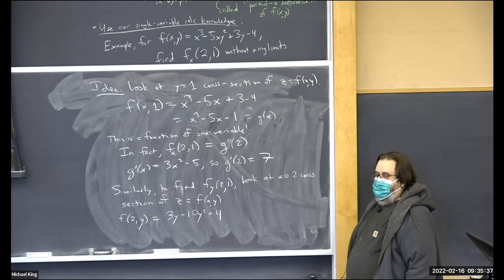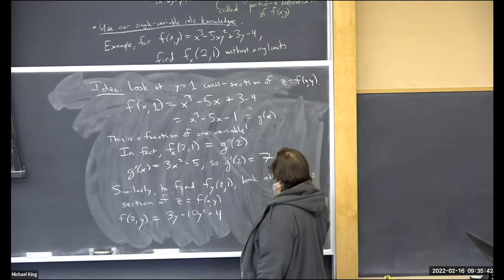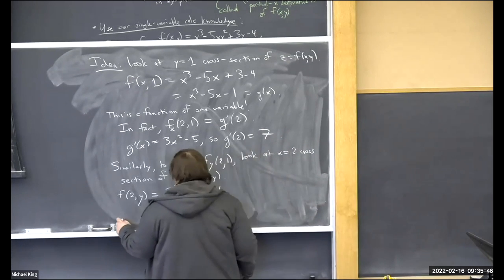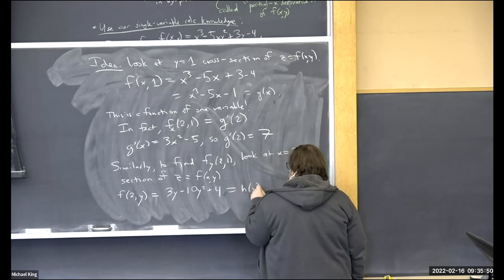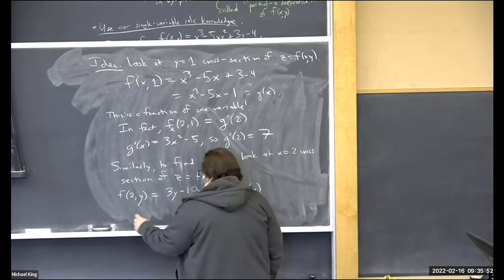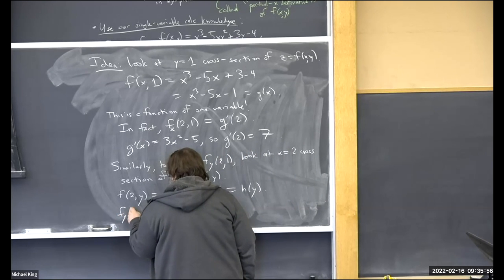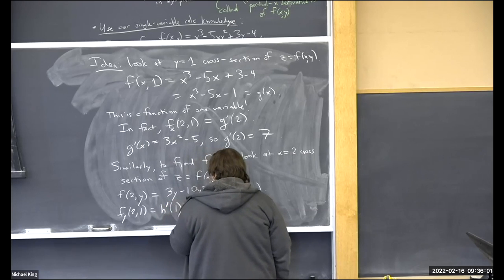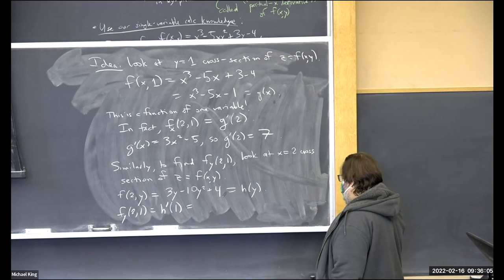Good. And so let's call this h of y or something like that. That's a function of y. And so then the partial y at 2, 1 is really just h prime of 1. So what do you get? You don't get that big a number.